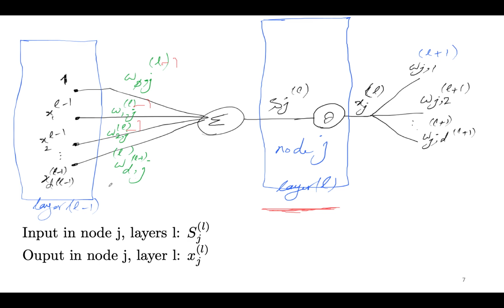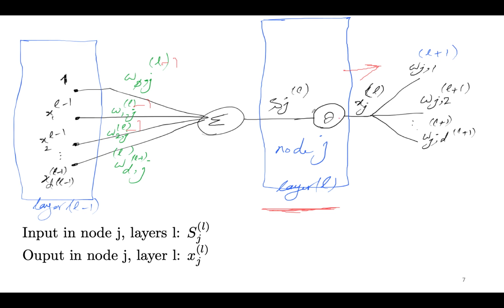WD and J of L minus 1, okay? They're coming here. So you are trying to activate it in a way that your neural net has been designed with that specific activation function, right? Then you're going to pass it to the next level as the output of the activation, right? This is the output of your activation.